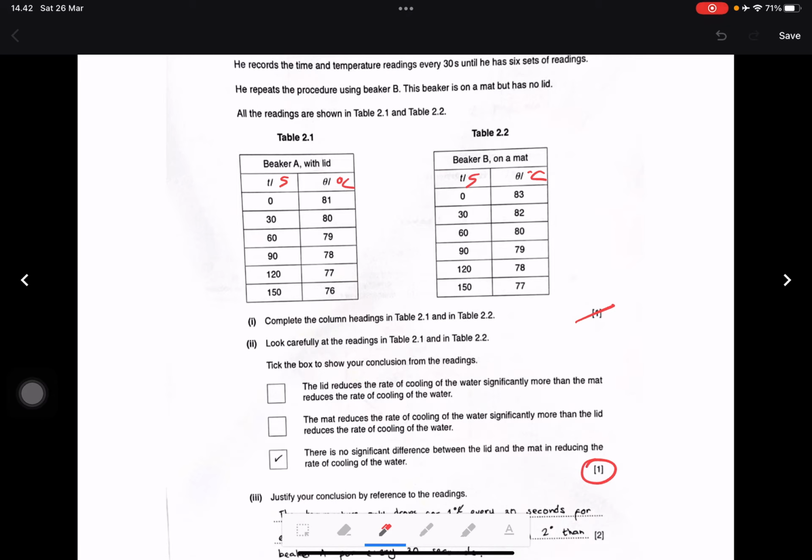There is no significant difference between the lid and the mat in reducing the rate of cooling of water. So you can see this is not a significant difference here: 83, 81, 87, 80. This is not a significant difference.